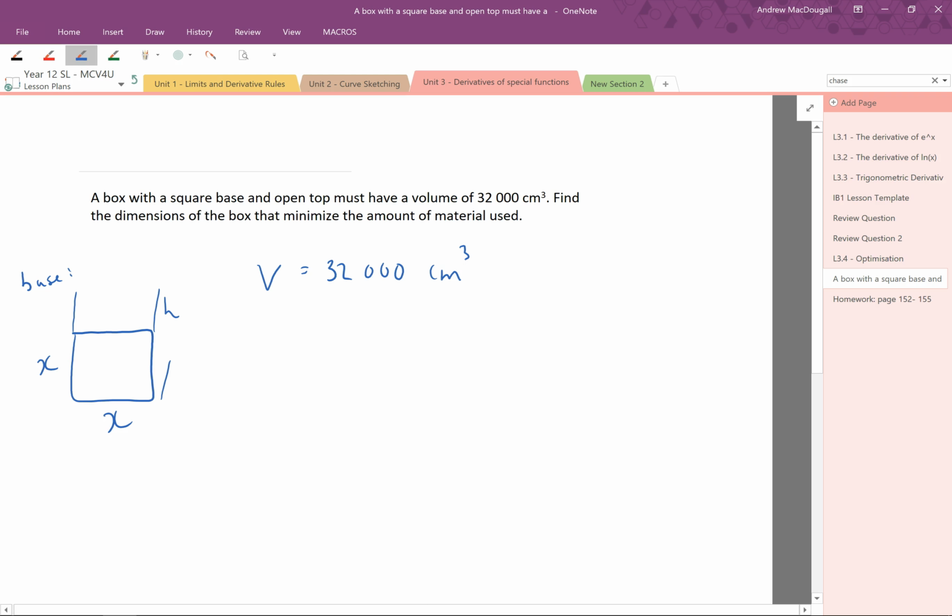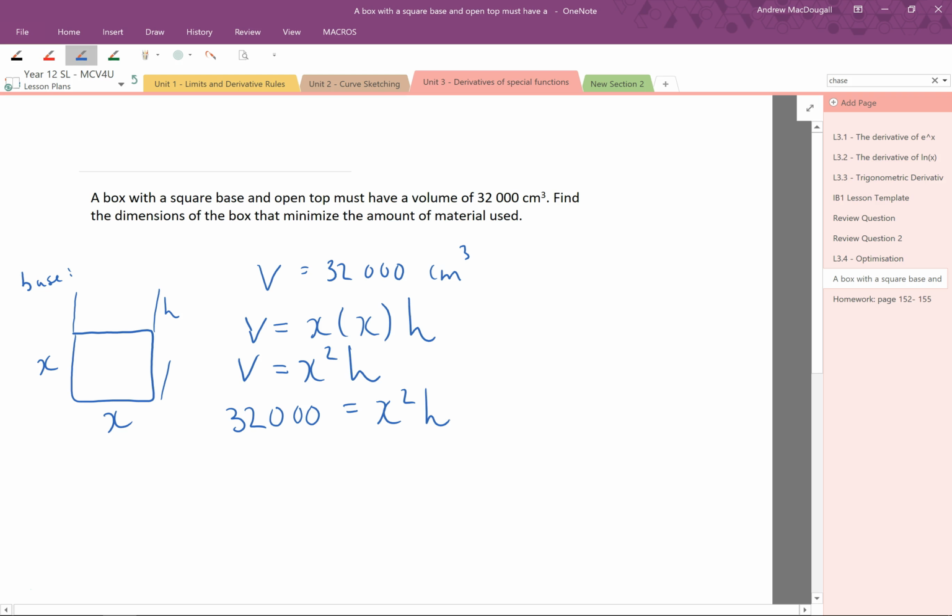Now, okay, what is the volume of this box? Every sentence you should generally try to translate into something mathematically. So if I tell you the volume of the box is 32,000 centimeters cubed, you're probably going to need that somewhere. So let's figure out, volume is base times width times height. So it's x times x times h, which we can simplify as x squared h, and since we know the volume, 32,000 equals x squared h.